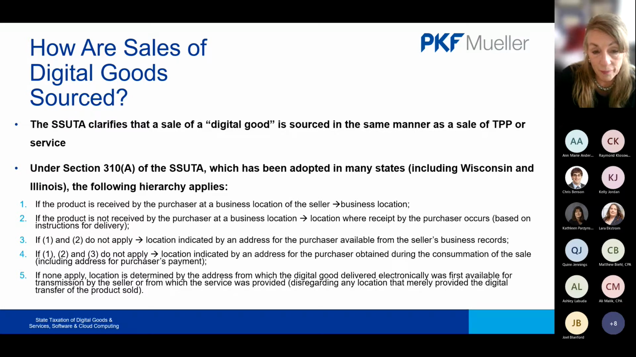at least for Illinois and Wisconsin, we look to the location being determined by the address from which the digital good originated. So for instance, if this is a foreign seller, then the digital good would be sourced to the foreign location, if there are not all these other indicators because of the type of transaction. So hopefully that helps a bit with the sourcing issues.